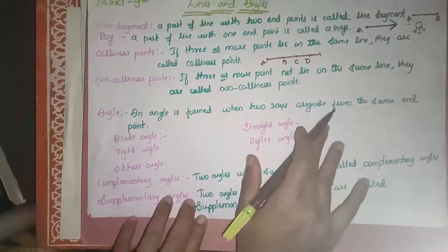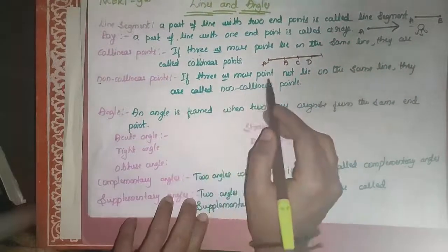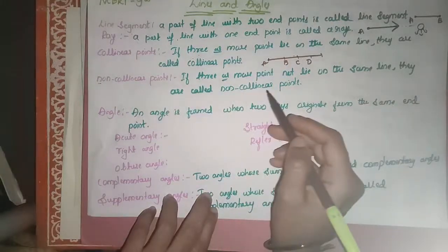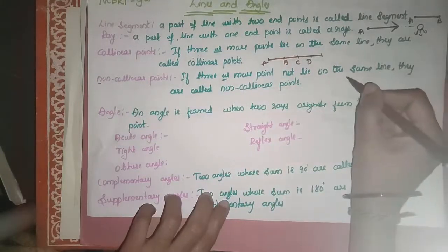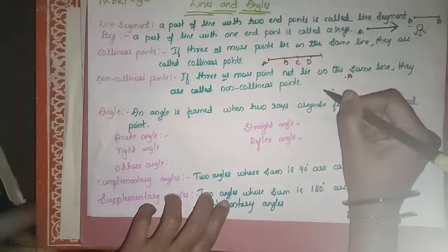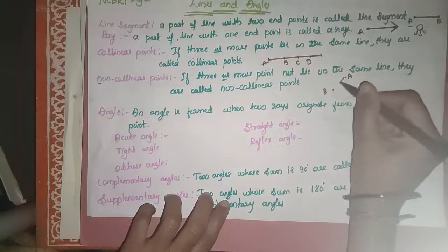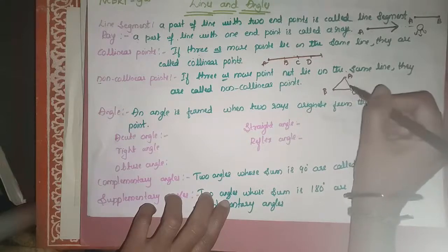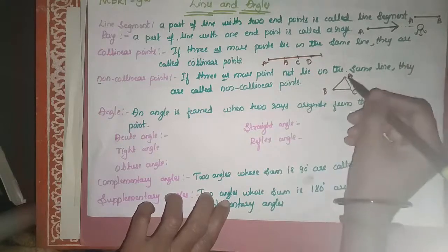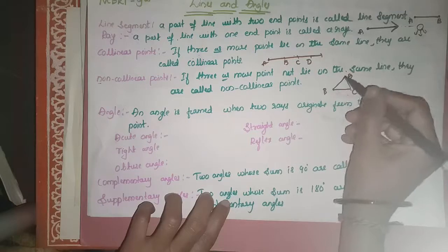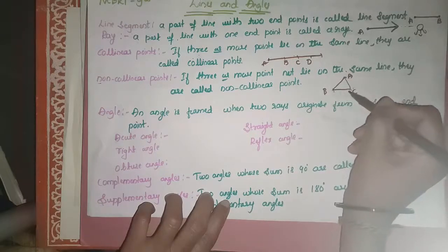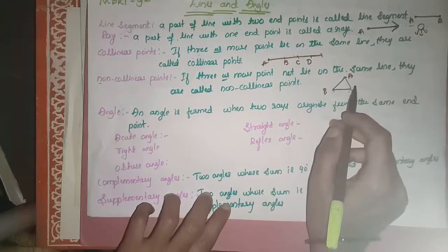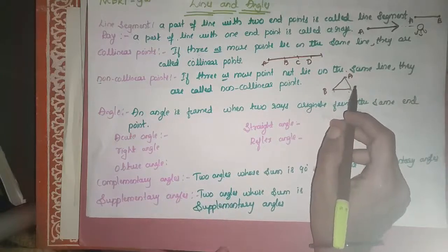Non-collinear points. If three or more points do not lie on the same line, they are called non-collinear points. So see, if I take three points A, B, and C, this is a triangle, we know that. Here all three points are not on the same line. On AB we have two points, and on BC we have two points, but not all three are on the same line. So that's why these are non-collinear points.